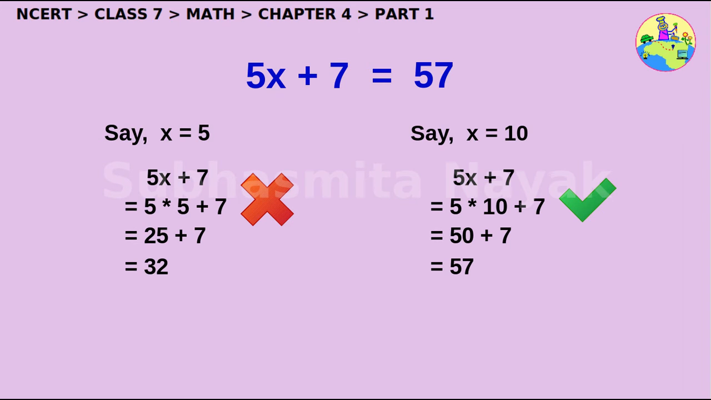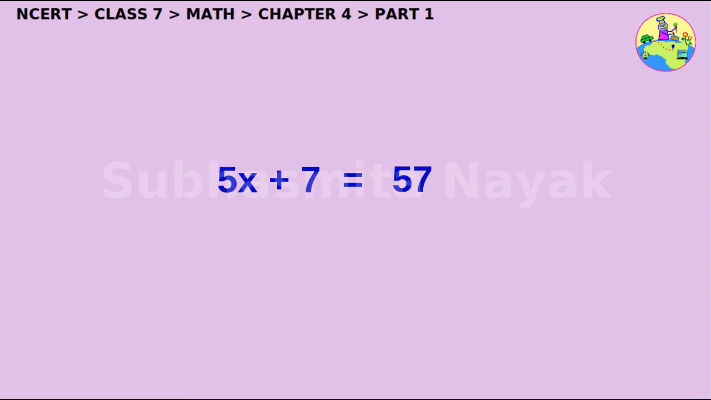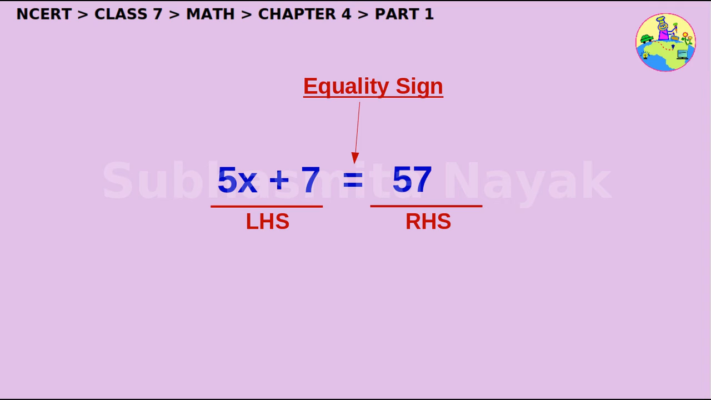So when x = 10, the equation 5x + 7 = 57 becomes true. Like we learned, the equation always has an equality sign. The left portion of the equality sign is called the left hand side or LHS. The right portion of the equality sign is called the right hand side or RHS. The equation remains the same if we swap the expressions between LHS and RHS.